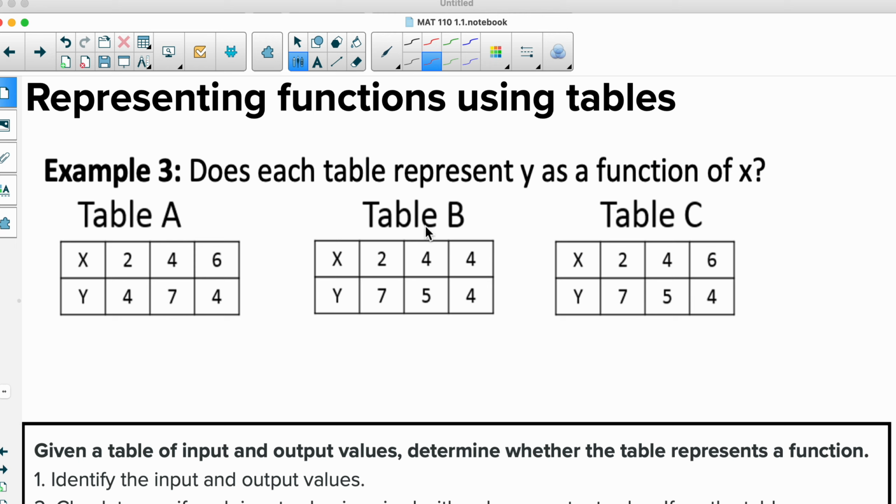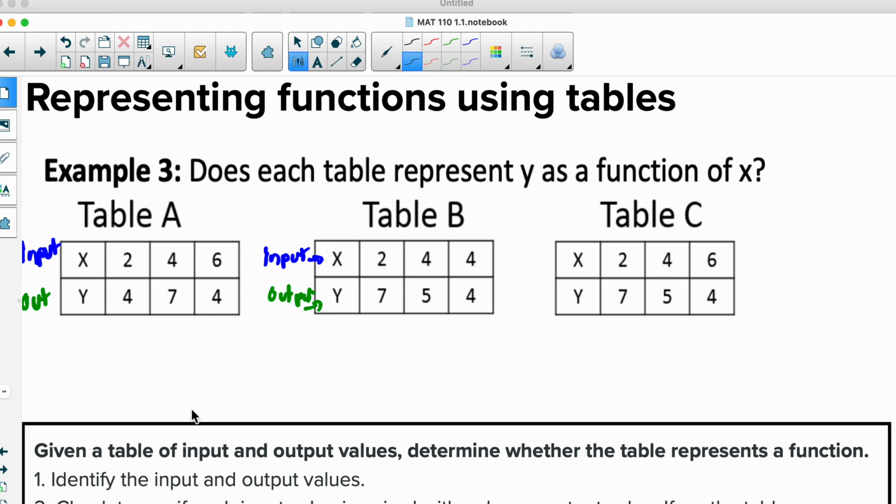And so if we want to determine if this table of values is a function, we need to determine based on the definition, does each input have exactly one output? Now, what I want to tell you is that if you have a table here, the input is always in the top row and the output is always in the bottom row. Okay, that's just conventionally how we set these up. Input, output.